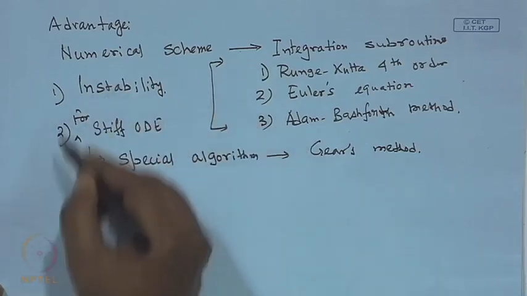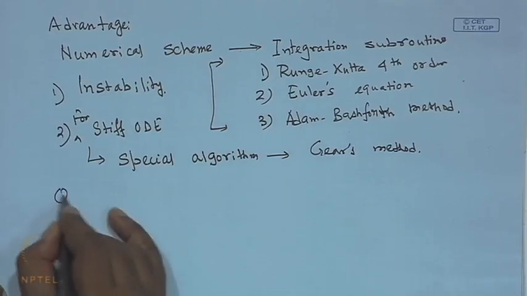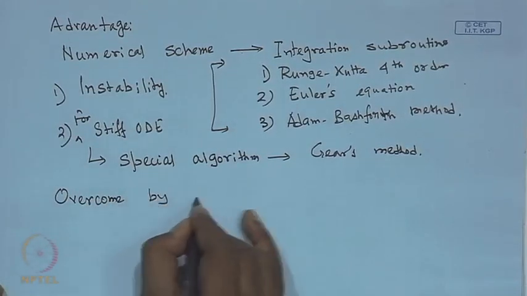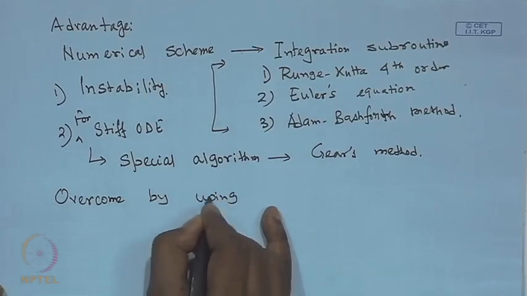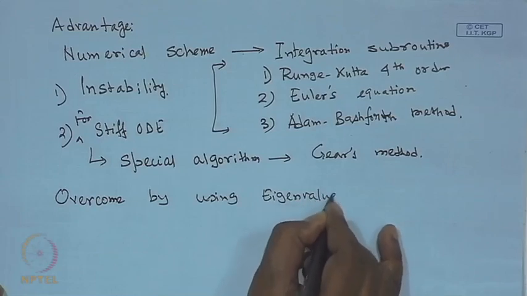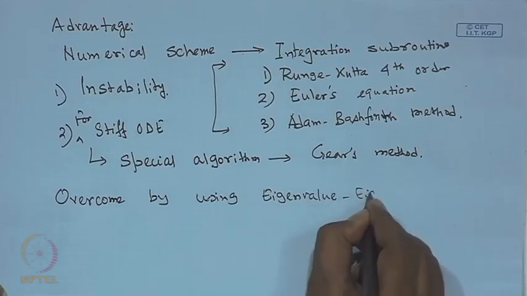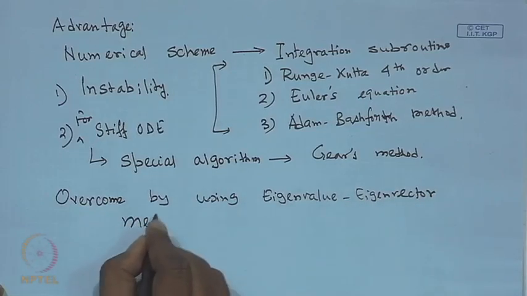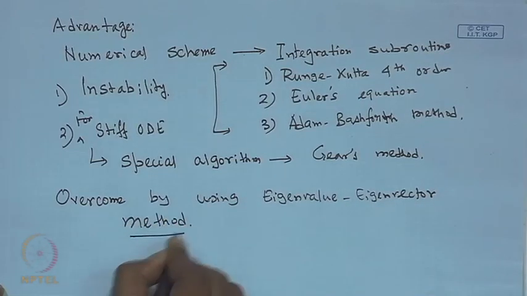All these shortcomings can be overcome by using this eigenvalue eigenvector method. That gives us a more accurate and elegant method of solution, trouble free.